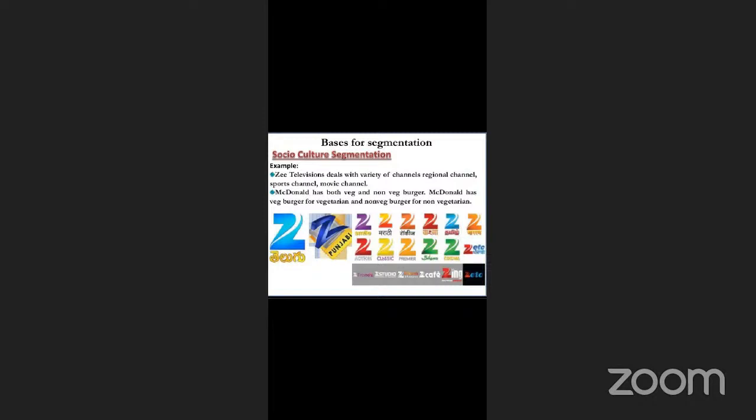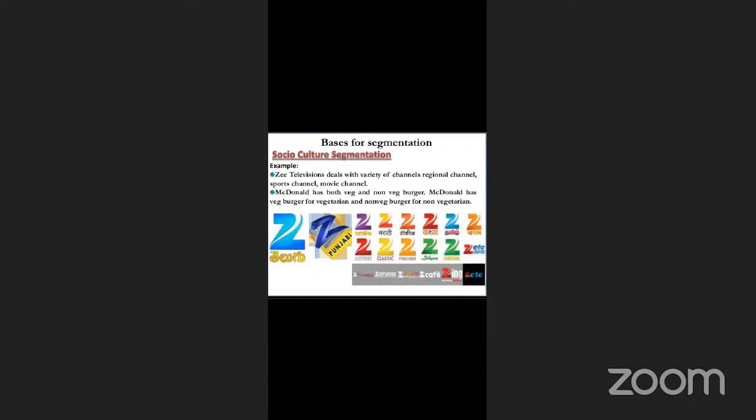So like this, the basis under socio-cultural segmentation. You can see McDonald's. McDonald's, usually in America or wherever it is, prefers only non-veg burgers. But India is a combination of vegetarian and non-vegetarian people. Now McDonald's shifted to prepare veg burgers also. So for non-vegetarians it is offering a non-vegetarian burger, and for vegetarians it is offering a vegetable burger.